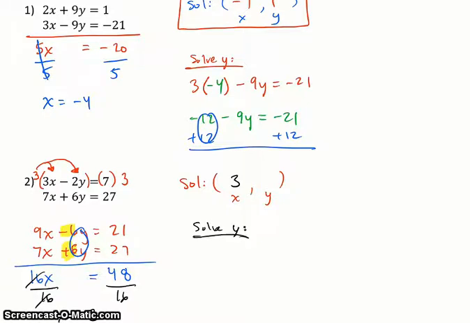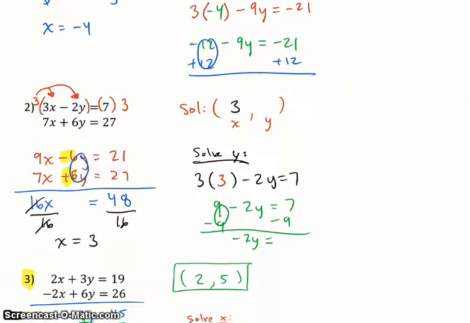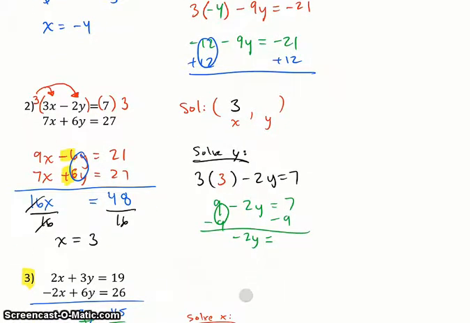And again, I can choose either equation. I'm going to choose the first one. That is 3x minus 2y equals 7. I know what x is, so I'm going to substitute 3 for x. So I get 3 times 3 is 9, minus 2y equals 7. And I'm going to subtract 9 from both sides. This cancels out. I get minus 2y equals 7 minus 9, which is negative 2.